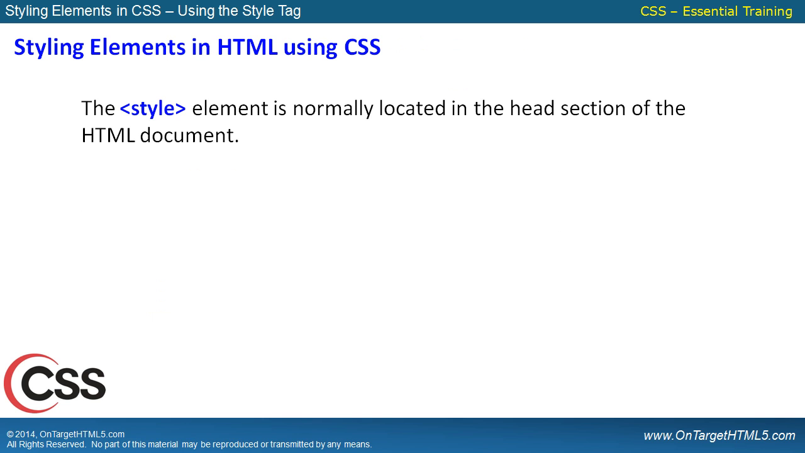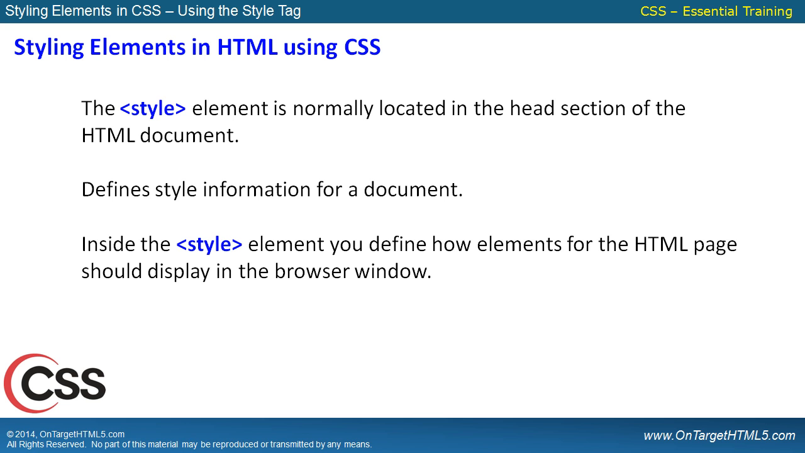The style element is normally located in the head section of the HTML document, and up until HTML5 it had to be located in the head section of the HTML document. But there's a couple of changes in HTML5 that allow us to do some other things with scoping this particular style element. And it defines styles or information for a document. So it defines the styles for that particular document inside those style tags.